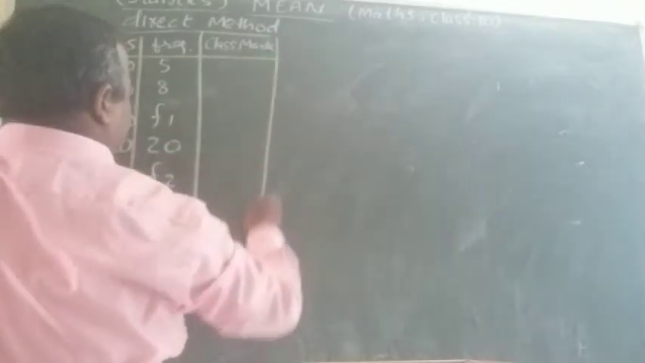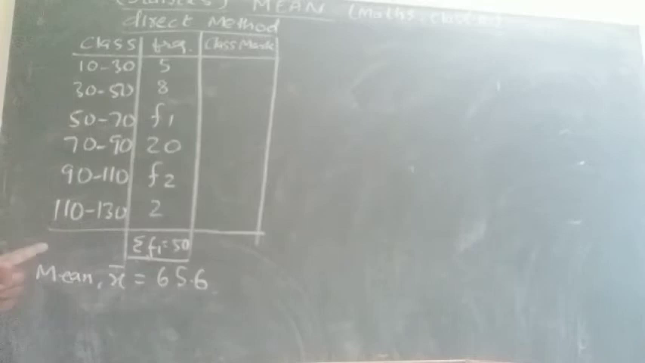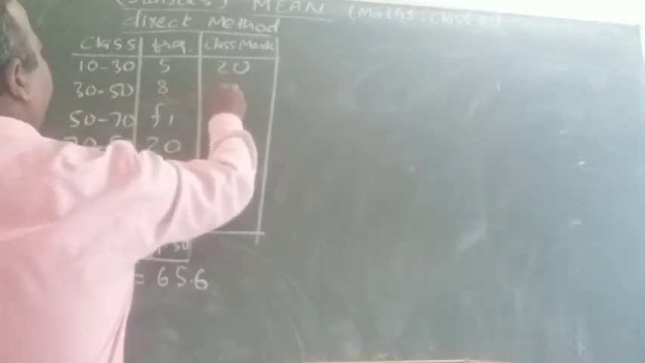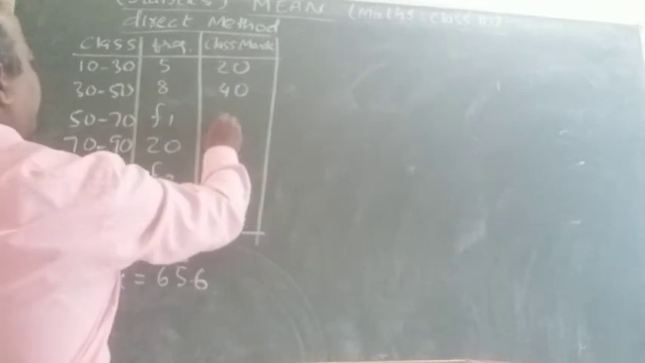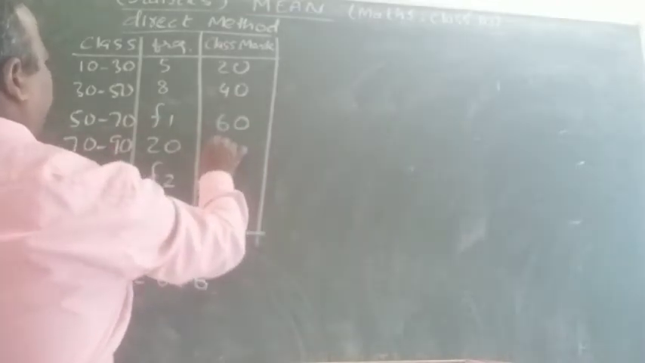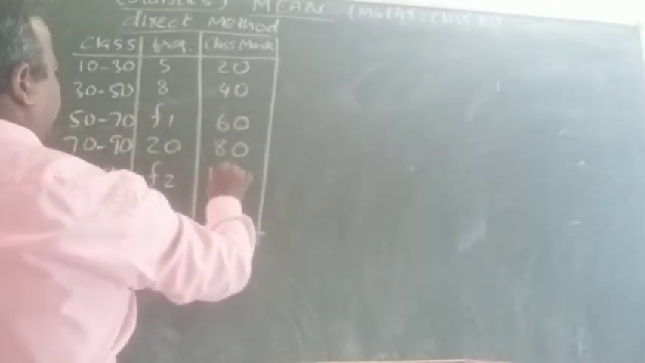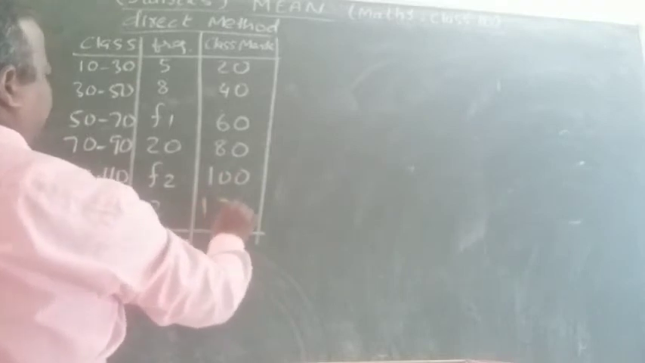Okay, class mark of each class. 10 and 30 become 40, and 40 by 2 becomes 20. 30 and 50 make 80, and 80 by 2 becomes 40. 50 and 70 make 120, and 120 by 2 is 60. Similarly, 100 and 120 gives 110.